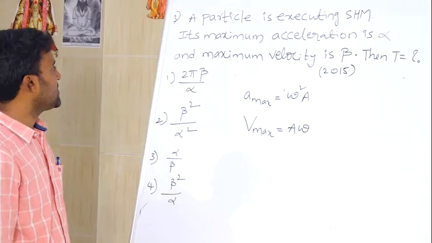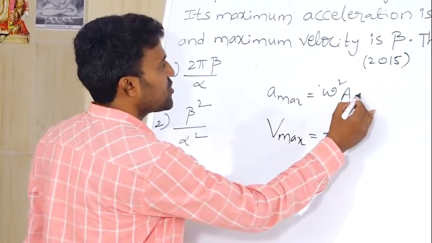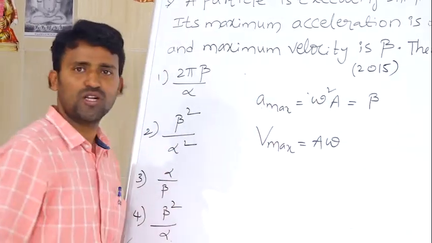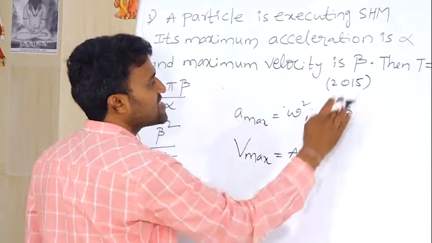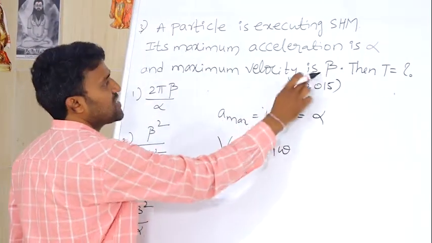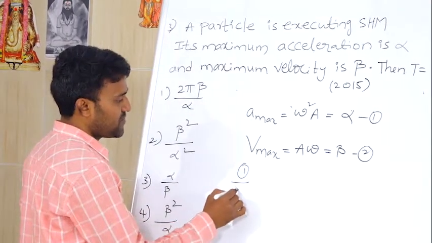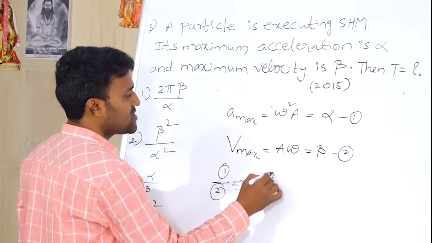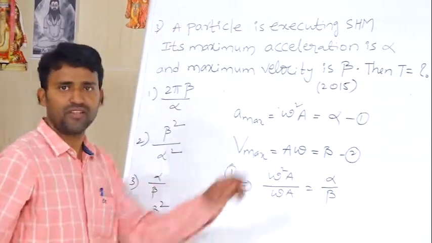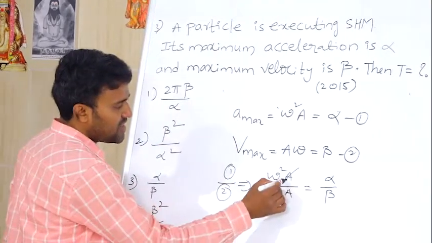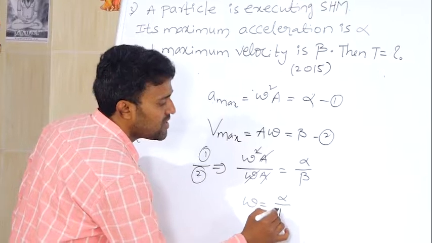Now in this situation we have to calculate the time period. Maximum acceleration they given as alpha, and maximum velocity they given as beta. So it is equation number 1 and equation number 2. If I take equation 1 divided by equation 2, we can write omega square a divided by omega into a is equal to alpha divided by beta. Here a gets cancelled, one omega gets cancelled. What remains is omega is equal to alpha by beta.